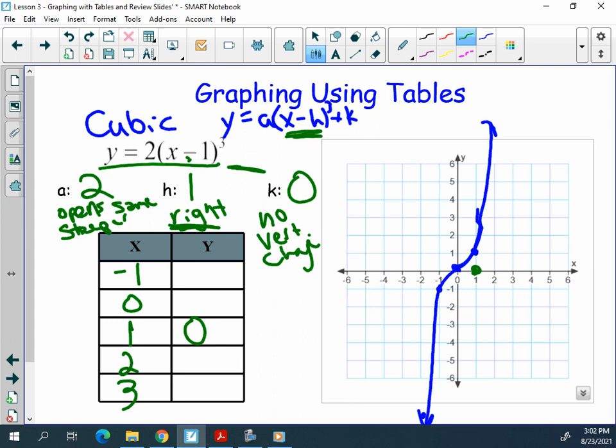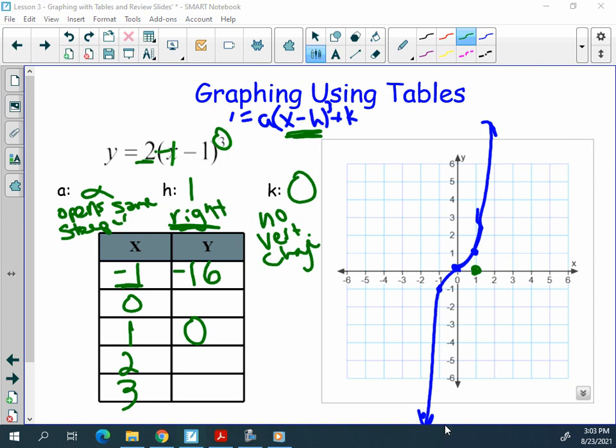We're going to take that number and plug it in to our function for x. So if we go back to this original function, we're plugging in negative 1. We subtract 1 to get negative 2, and then we cube it, following order of operations, to get negative 8. Then we multiply by 2 to get a total of negative 16. Notice that will be way off my graph, farther than I can even show you right now. Then 0: 0 minus 1 is negative 1. Negative 1 cubed is negative 1, times 2 is negative 2. So (0, negative 2) does fit on my graph.